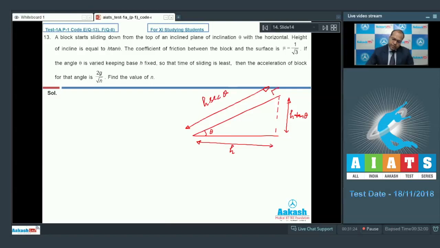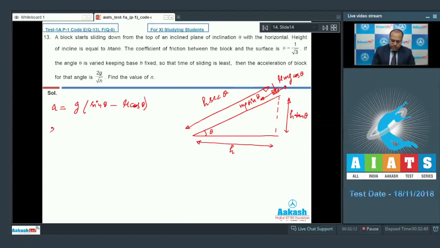So if I release the block from the top, then mg sin theta will act in this direction, and frictional force mu mg cos theta will act in this direction. So the acceleration of the block down the plane will be g into sin theta minus mu cos theta. And for a given theta, this acceleration is constant.